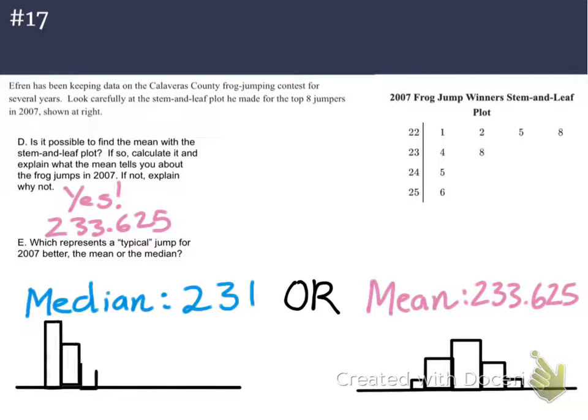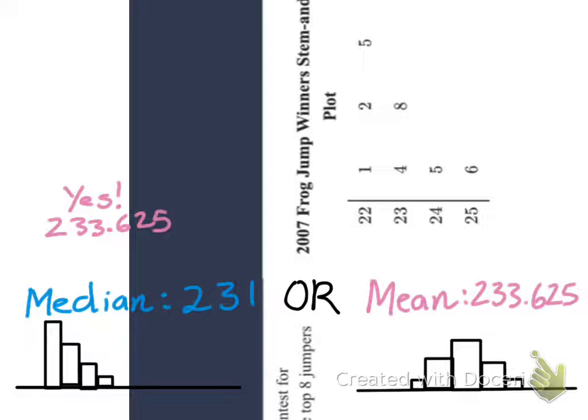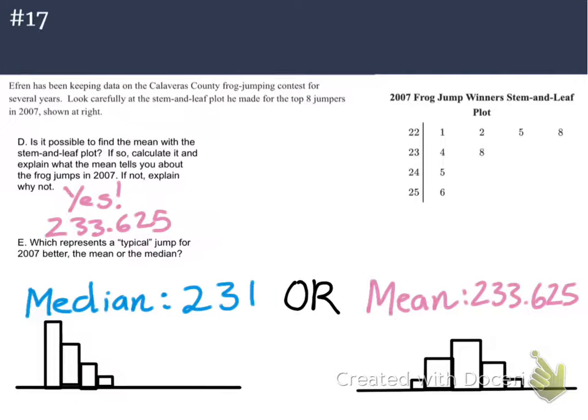Or your data is skewed, meaning it looks like it's all been kind of grouped or pushed onto one side, whether that's the left side or the right side. And once again, I'm going to go back to our data. How does our data look? Our data looks, would you say, balanced or skewed? If you haven't yet made a decision, write down which one do you think would be better. Which represents a typical jump for 2007 better? And if you have already, the answer would be, you guessed it, the median.